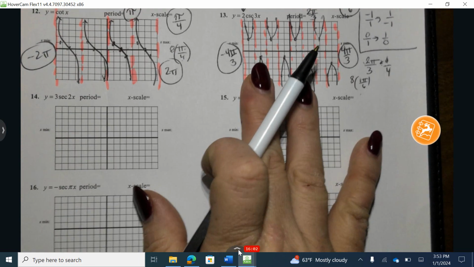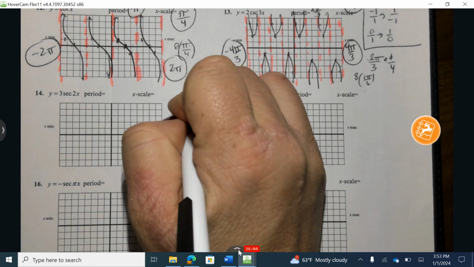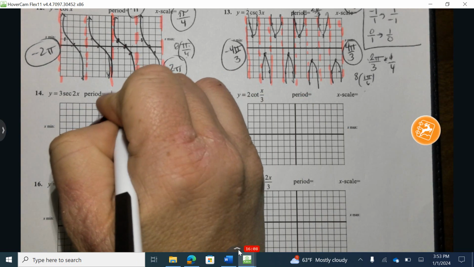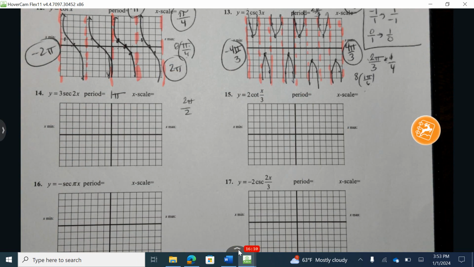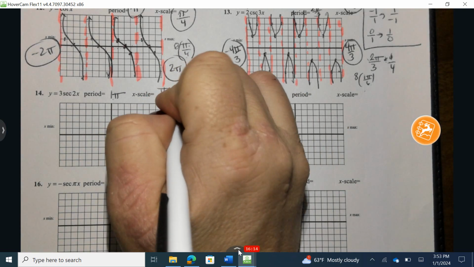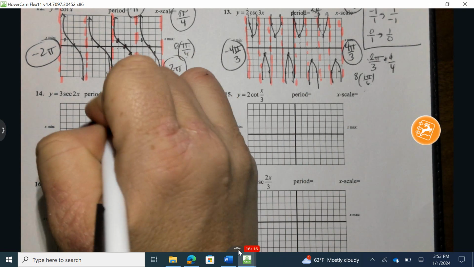So let's go ahead first and figure out what the period length is. I'm going to take 2 pi and divide it by 2 to end up with a period length of 1 pi. Then I'm going to divide that value by 4 to get 1 pi over 4.